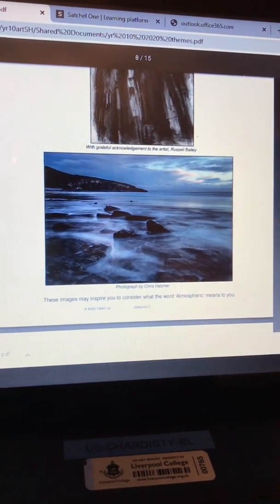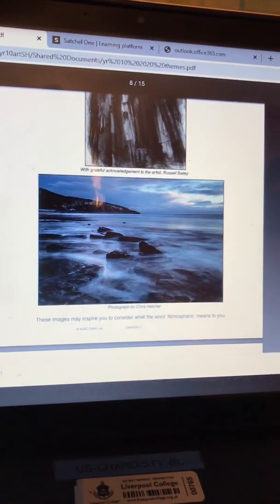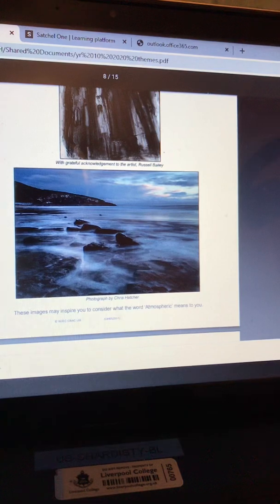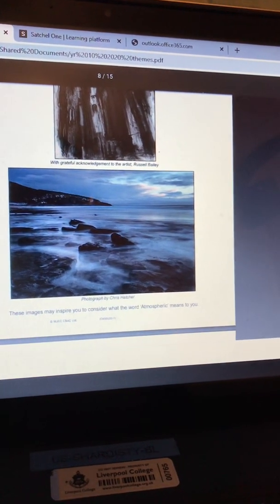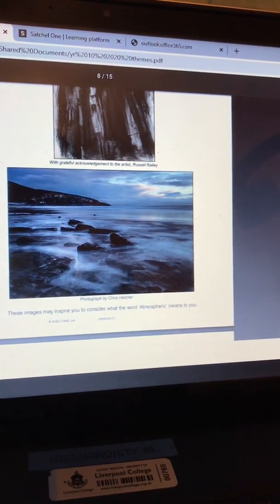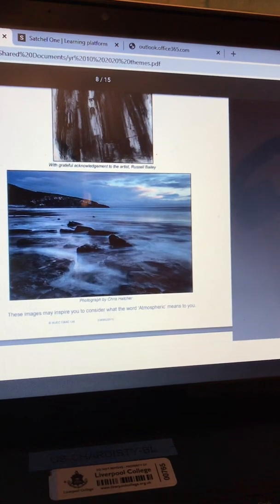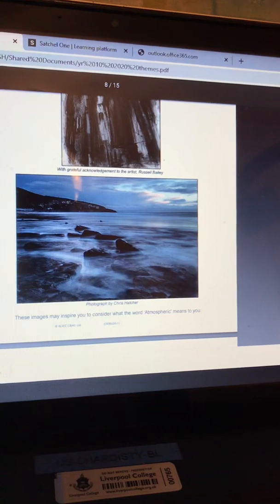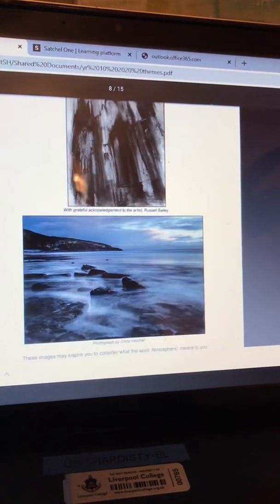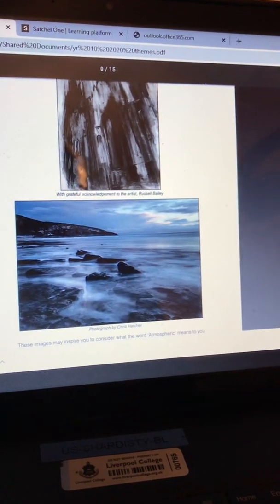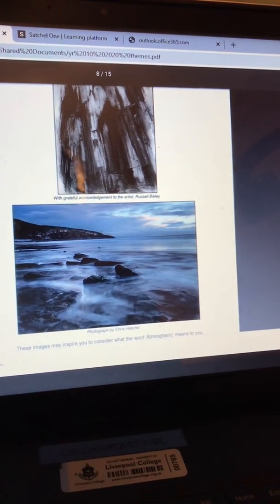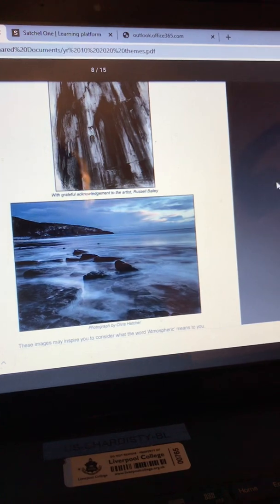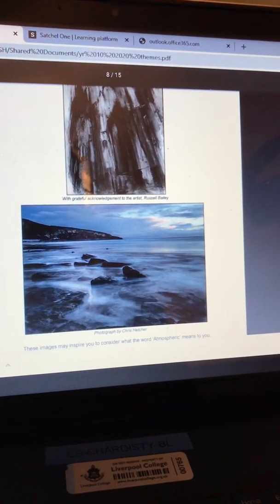Images that consider the word atmospheric and what it means to you. So in these particular pieces here, we've got a piece by Russell Bailey and some photography work by Chris Hatcher. You can see both of these show examples of atmosphere within their work. Okay, so we've got really stormy seascapes, and we've got these kind of gloomy atmospheric buildings here. Reminds me of the bombed out church a little bit.